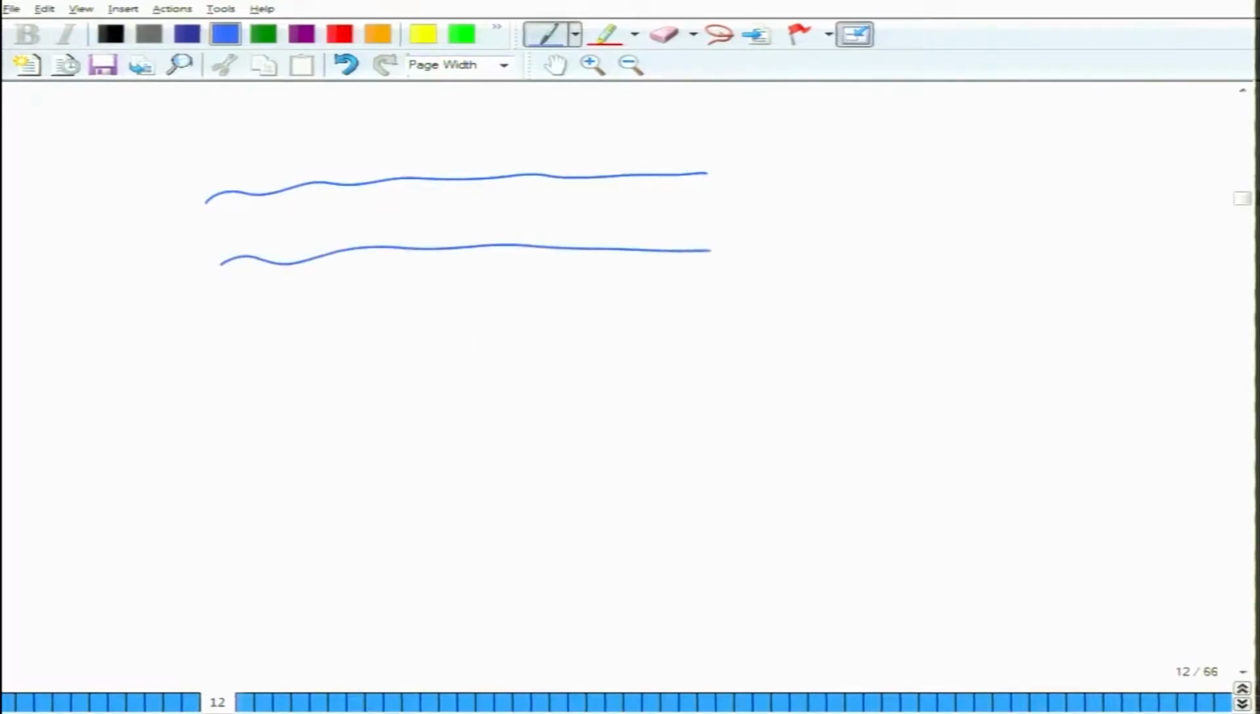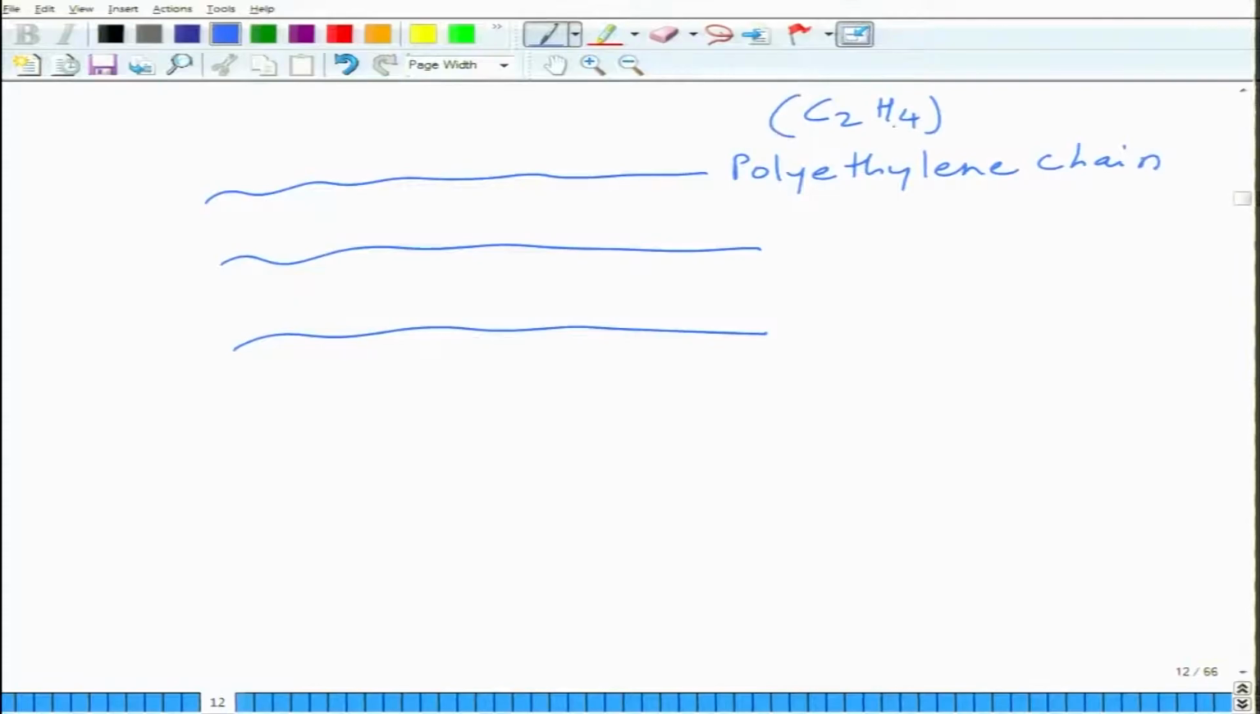Then the second type could be, for example, in polymers, where you have these polymer chains. Okay. So, let us say these are all polyethylene chains. Okay. So, basically C2H4 n. Okay. So, these chains are all covalently bonded. So, within a chain you have covalent bonding, but between the chains the interaction is van der Waals.